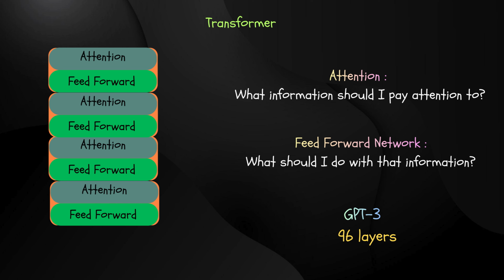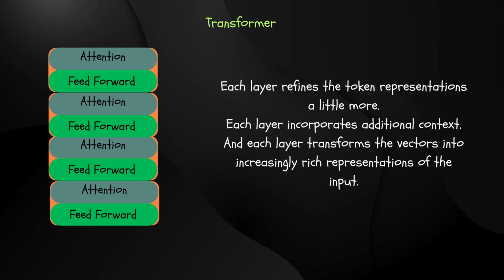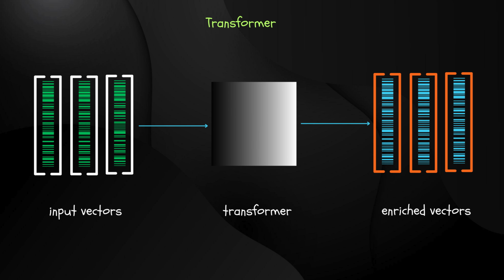Many modern models contain dozens of similar layers. Each layer refines the token representations a little more. Each layer incorporates additional context, and each layer transforms the vectors into increasingly rich representations of the input. By the time the vectors emerge from the final layer, they no longer represent isolated words. They contain information about the entire prompt, the relationships between concepts, and the context needed to predict what should come next. And that's exactly what the model is about to do.